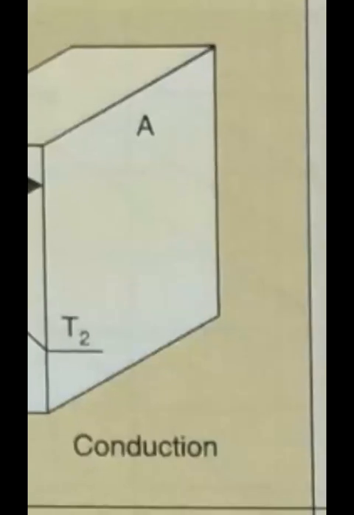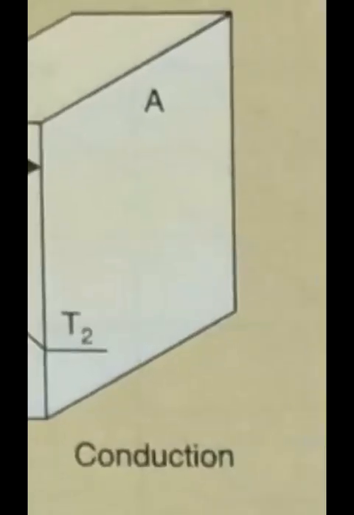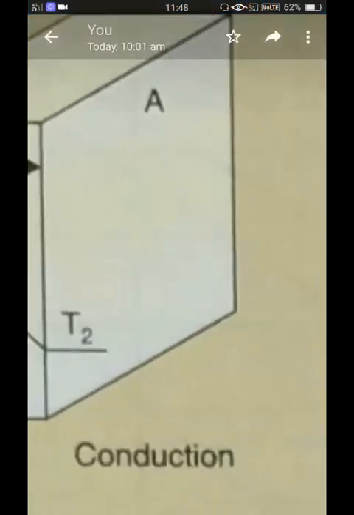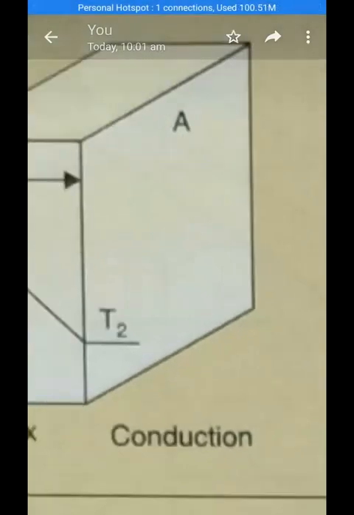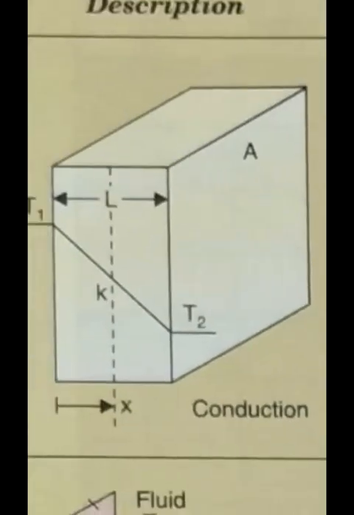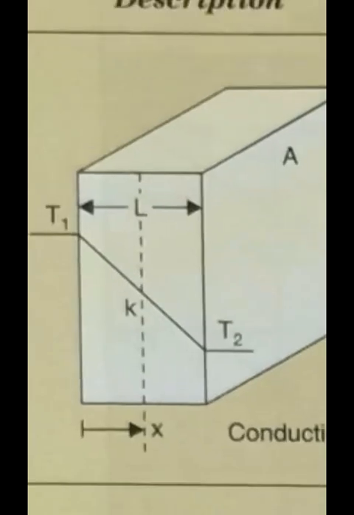Always keep it in mind. This area is the cross section area, right? Okay. So this area you have to consider, right? So K is the thermal conductivity.